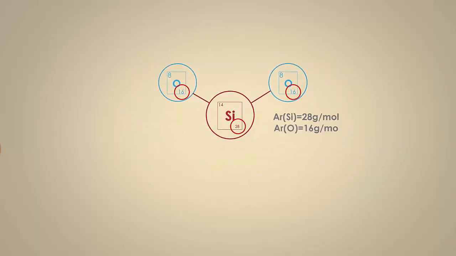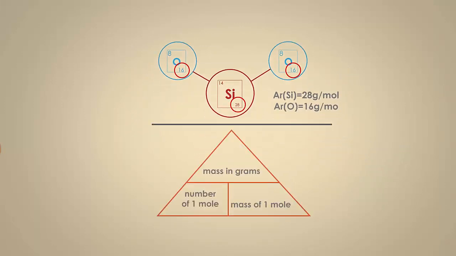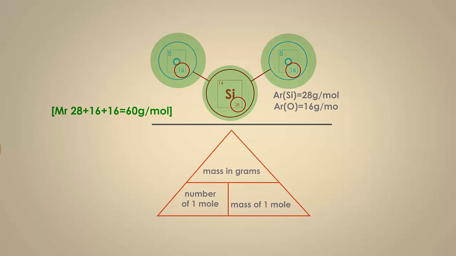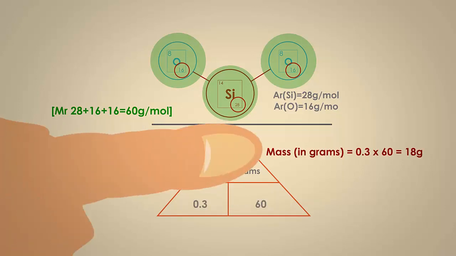Ready for the answer? The Mr of silicon dioxide is 28 plus 16 plus 16, which is 60 grams per mole. You will need 18 grams of silicon dioxide to get 0.3 moles.